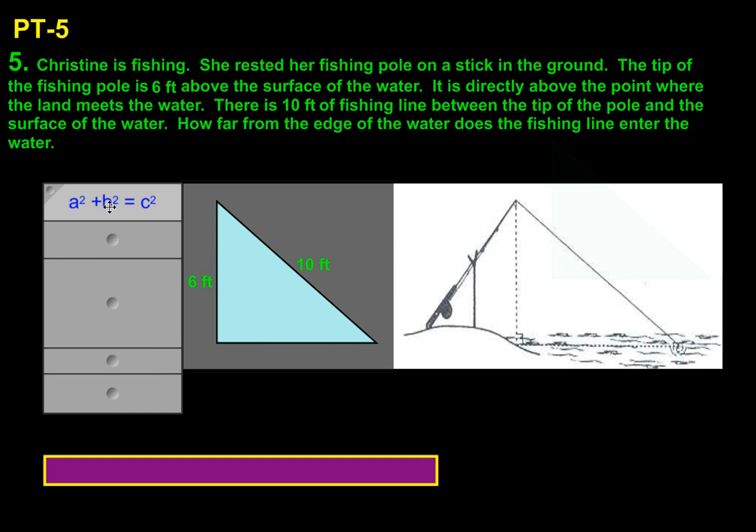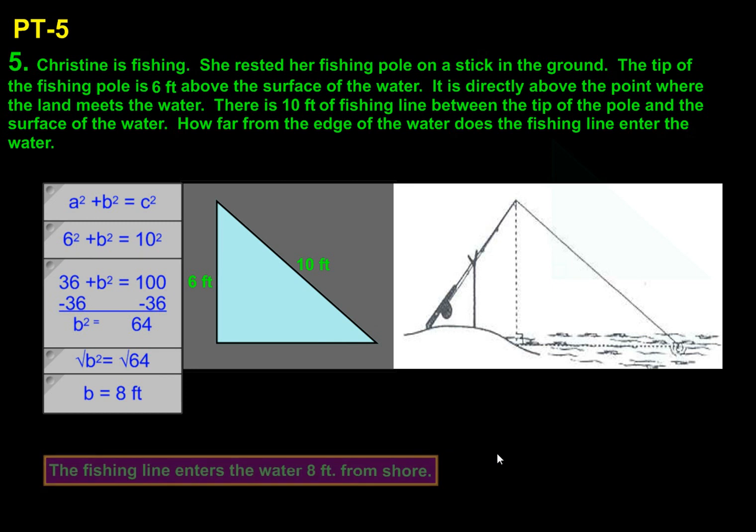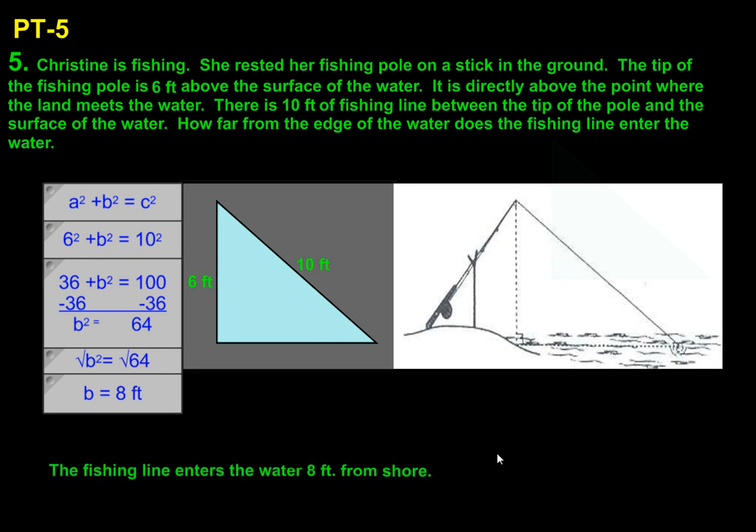So we have a squared plus b squared equals c squared. Plug in the numbers. 6 feet is one of our legs, so we put that for a. B we don't know. 10 is the length of the hypotenuse, and so we set it up as c for 10 squared. Then we solve algebraically. 6 squared is 36, 10 squared is 100. If we subtract 36 from both sides, we get b squared equals 64. We then find the square root of each, and that's going to give us b equals 8. So the missing side is 8, and because it's a word problem, we need to answer it in a sentence. The fishing line enters the water 8 feet from shore.